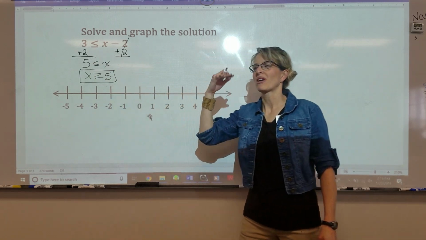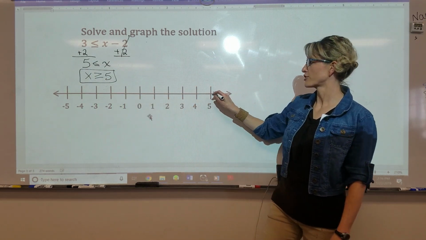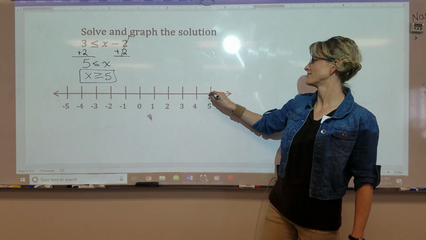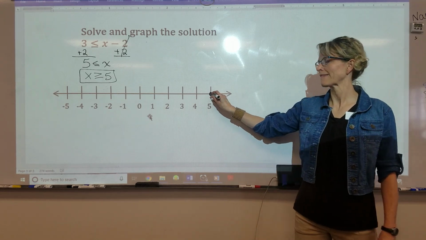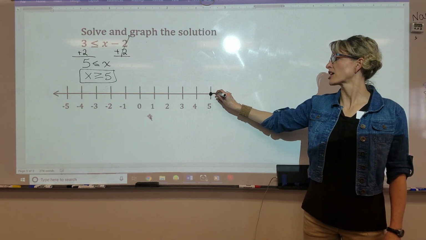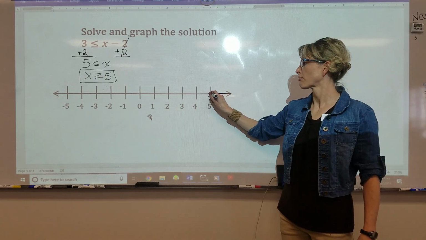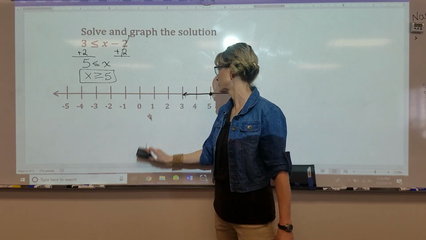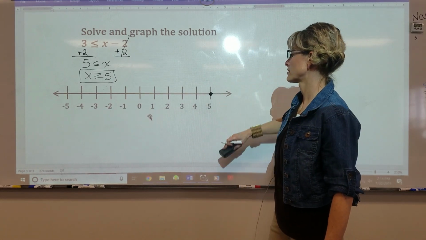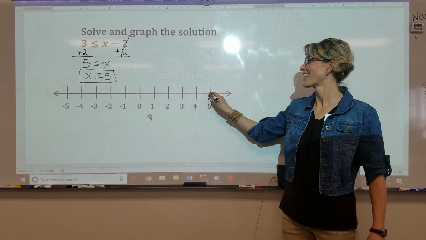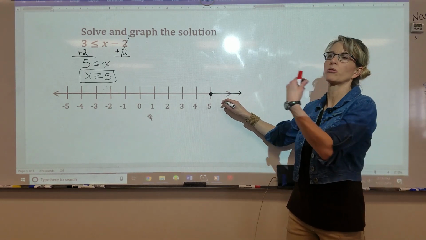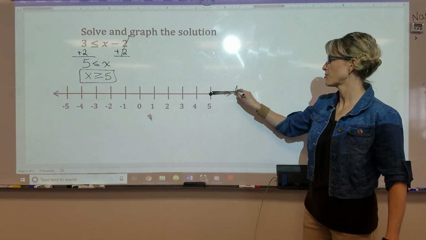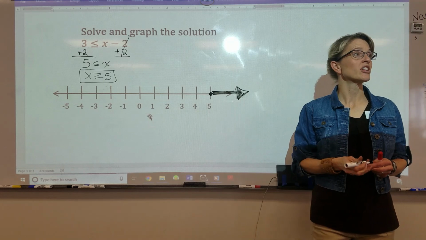So that changes my thinking on my graph because I saw a lot of people graphing it the wrong direction. Here's 5. Solid or hollow? I'm going to go solid. And then you're going to have a big thick arrow pointing. Counting down 4, 3, 2, 1. This way? Yes. Check it. Say that out loud. X is greater than, so then you're going to go right. Yes, I'm going to go right because 6 would be greater than 5, 7 is greater than 5. So then this would be my solution: a big, thick line with a big, thick arrow, going to the right.